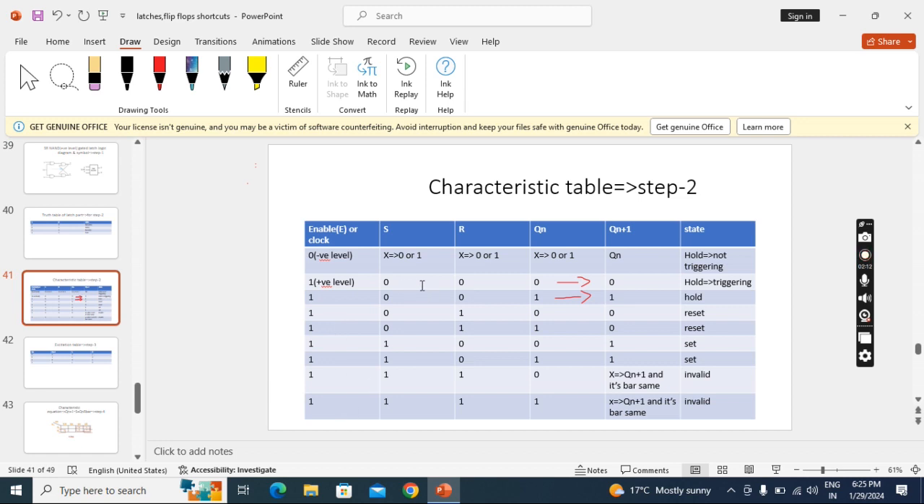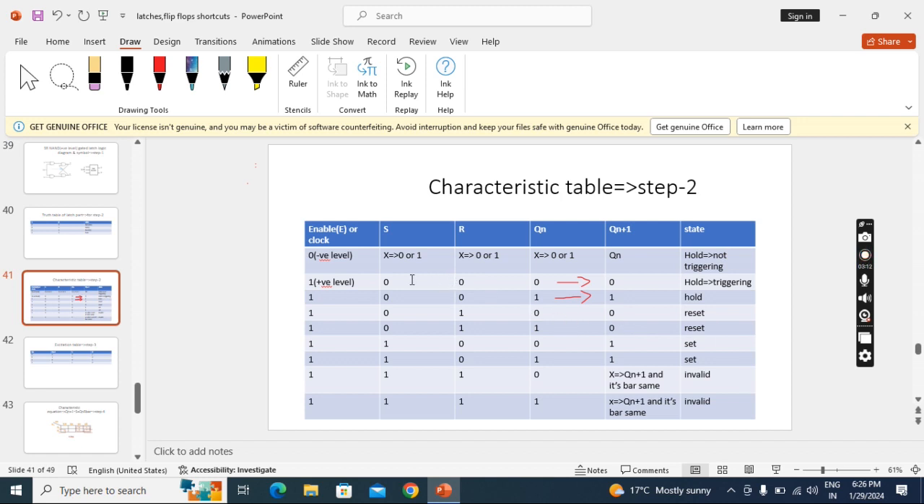Now we'll see what will happen if we apply positive level. How to write the S value, R value, Qn value, we'll see. There are two inputs, meaning four combinations: 0, 0, 0, 1, 1, 0, 1, 1. Qn can be 0 when inputs are 0, 0, or it can be 1 also. Qn can be 0 when inputs are 0, 1, or 1 also. Qn can be 0 when inputs are 1, 0, or 1 also. Finally, Qn can be 0 for inputs 1, 1, and 1 also. Like that we have to write, in any gated latch or flip-flop. Remember this.